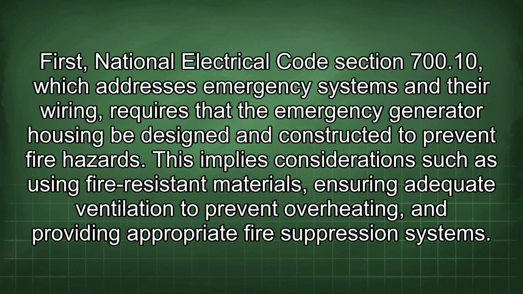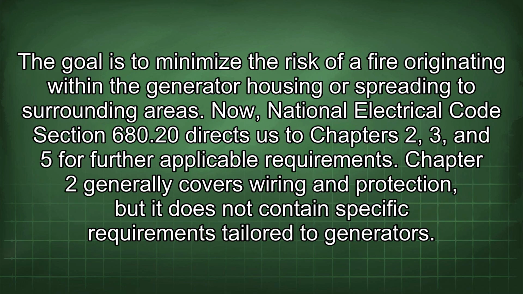First, National Electrical Code Section 700.10, which addresses emergency systems and their wiring, requires that the emergency generator housing be designed and constructed to prevent fire hazards. This implies considerations such as using fire-resistant materials, ensuring adequate ventilation to prevent overheating, and providing appropriate fire suppression systems. The goal is to minimize the risk of a fire originating within the generator housing or spreading to surrounding areas.